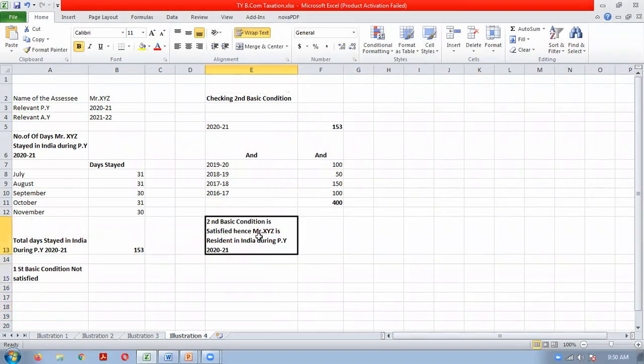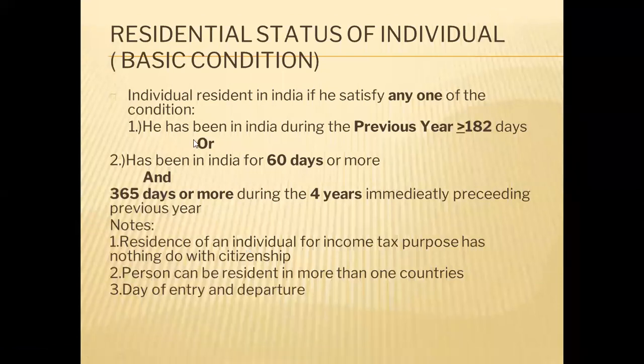Now see, the first basic condition is not satisfied. The second basic condition is satisfied. So we concluded that Mr. XYZ is a resident in India, because only one of the basic conditions is required to be satisfied for becoming a resident in India during the previous year.